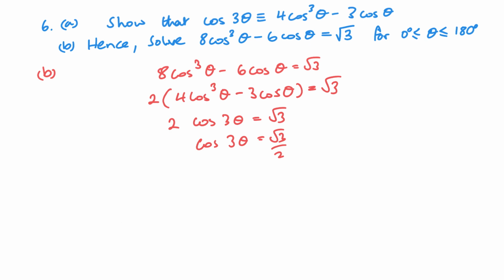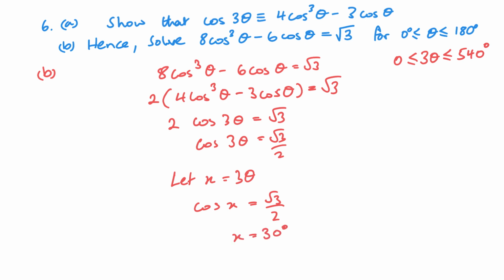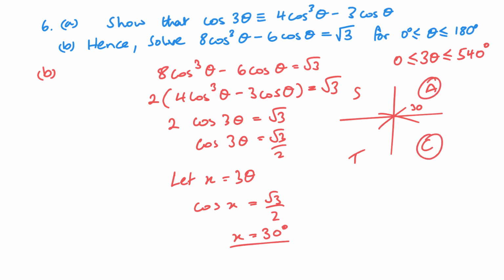Now I need to be careful about my domain. It is going to be between 0 and 540 degrees. And like I've done before, I like to change, let's use x this time, to avoid mistakes. So cos x equals root 3 over 2. So x is going to equal 30 degrees. Looking at my CAST diagram, 30 degrees is there, cos is positive in these two sections.